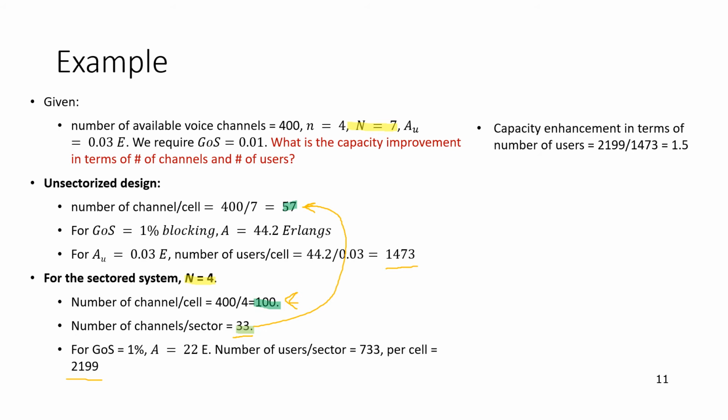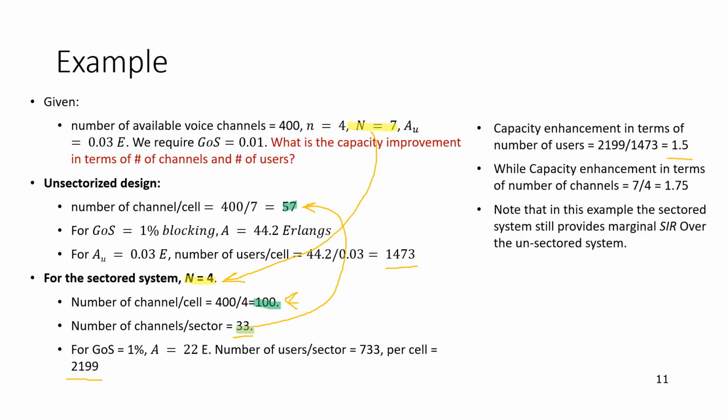So the capacity enhancement in terms of number of users is 2199 divided by 1473, which is 1.5 and not 1.75. Okay, so this does not all translate into capacity enhancement in users. This is the number of channels, but now we have 1.5 for the number of users, while capacity in terms of number of channels is 1.75, as I just mentioned.